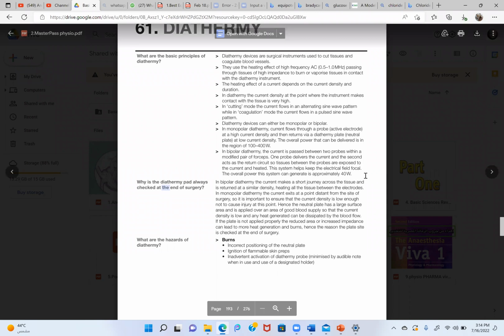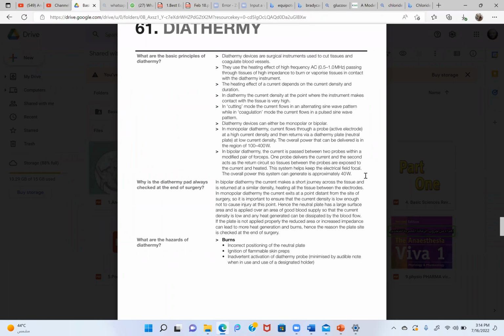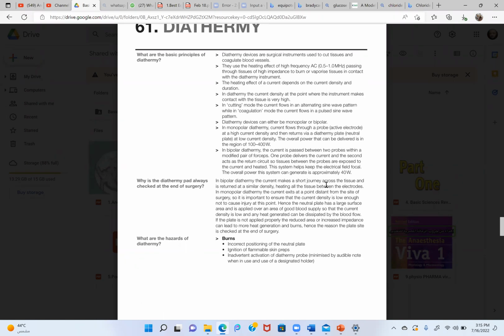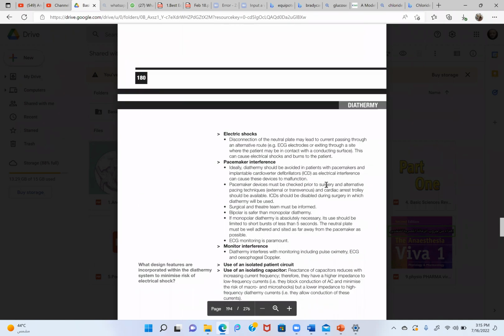And why is the diathermy plate always checked at the end of surgery? Because if it is not properly attached, there may be burn. Because that is the exit point from where the current is coming out. So current density means the place where it is coming, it is very concentrated. I'm just trying to explain. So that place it is causing the burn or coagulation, or if you are using for cutting. So these are the MCQs which they can ask you about.